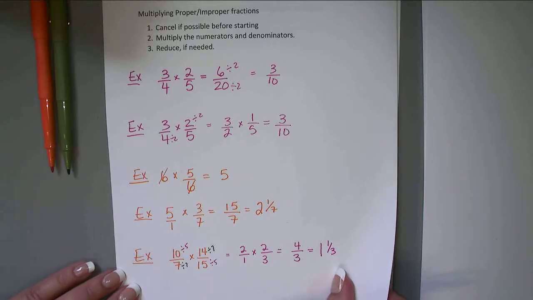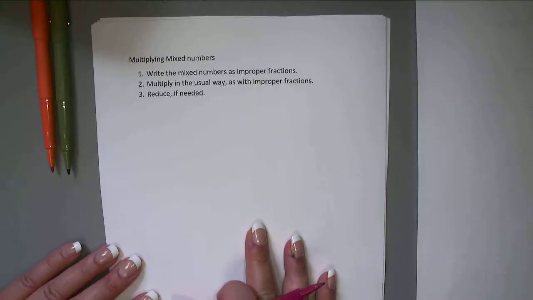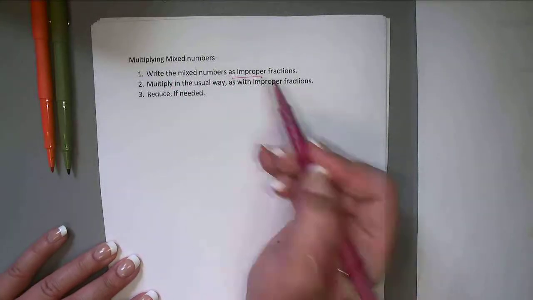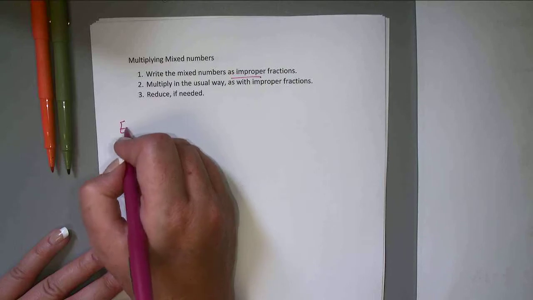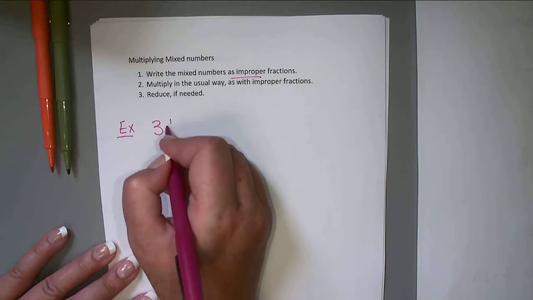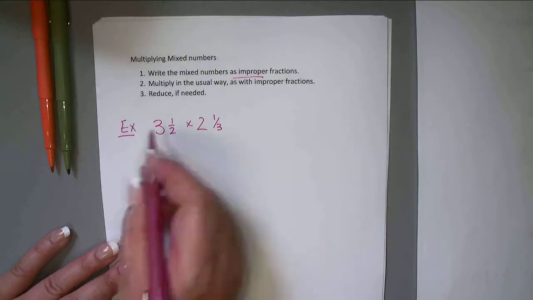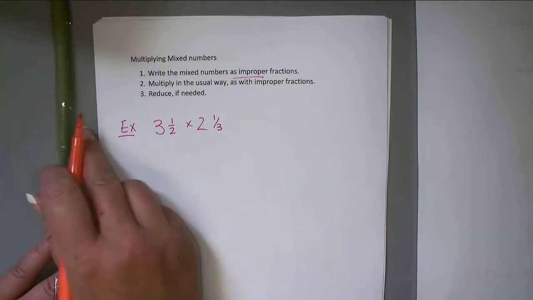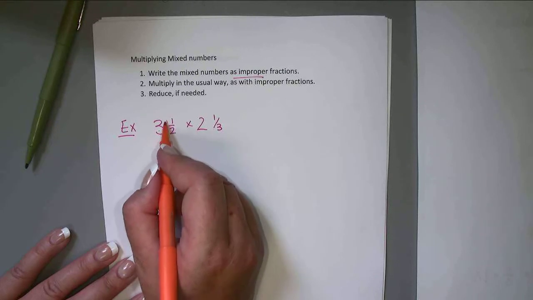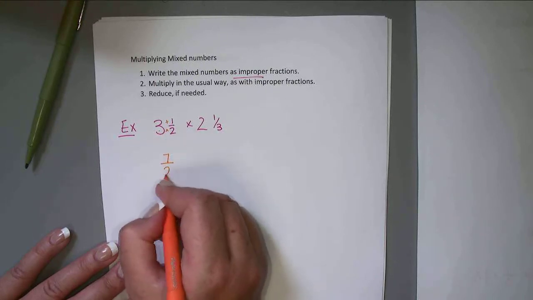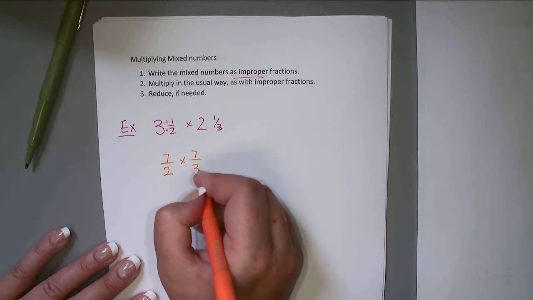Okay, so now if we're going to multiply mixed numbers, first we're going to write the mixed numbers as an improper fraction. And then we'll do the rest in the usual way. So if we had 3 1/2 times 2 1/3, remember to write these as an improper fraction. We multiply. 2 times 3 is 6, and then add the 1. So 7 over 2. 2 times 3 is 6, plus 1 is 7 over 3.